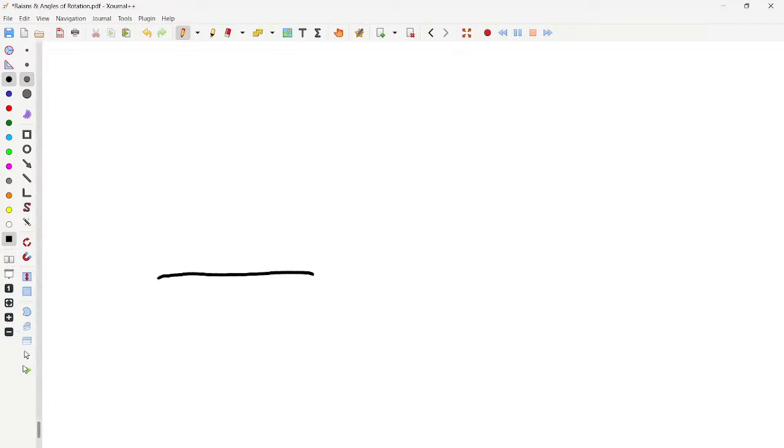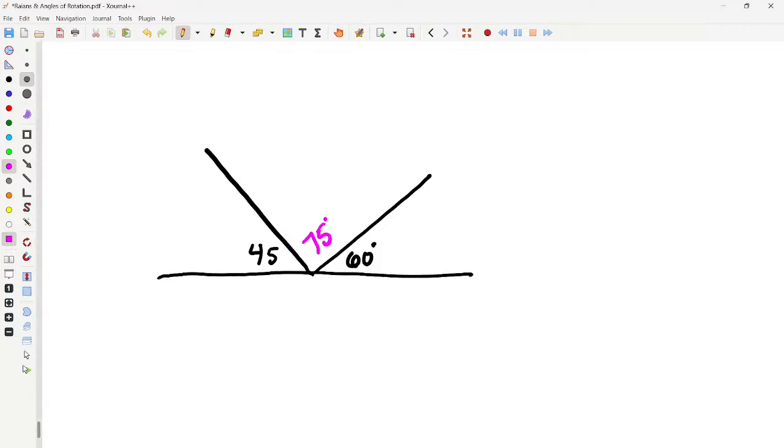If we take a 45 and we take a 60, what's the angle in between there? Subtract those two from 180. Yep, so what's the angle in between here? 75.